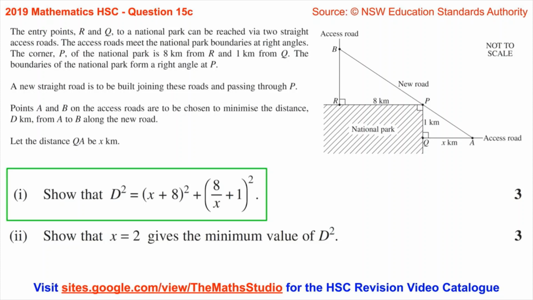A new straight road is to be built joining these roads and passing through P. Points A and B on the access roads are to be chosen to minimize the distance, d kilometers, from A to B along the new road. Let the distance QA be x kilometers. Part 1. Show that d squared equals (x + 8) squared + (8/x + 1) squared.